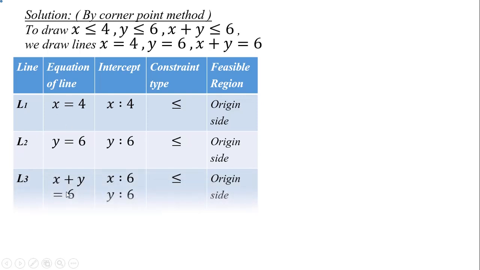So there are three lines L1, L2 and L3. In second column their equations are there, x equal to 4, y equal to 6 and x plus y equal to 6. Now we know that this line x equal to 4 is a line which is parallel to y-axis and passing through the point 4, 0, that is x coordinate of every point on the line is 4. So we can take y coordinate as we wish, and we take x coordinate strictly 4. Then the constraint is less than type, so x less than or equal to 4.